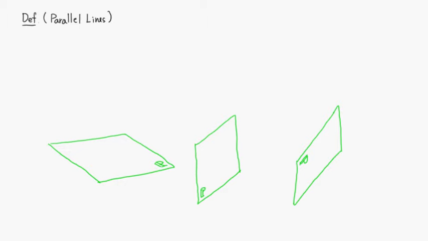Okay, let's look at the definition of parallel lines. So we say line L is parallel to line M if and only if there are a couple of things that need to happen. First, they have to live in the same plane.